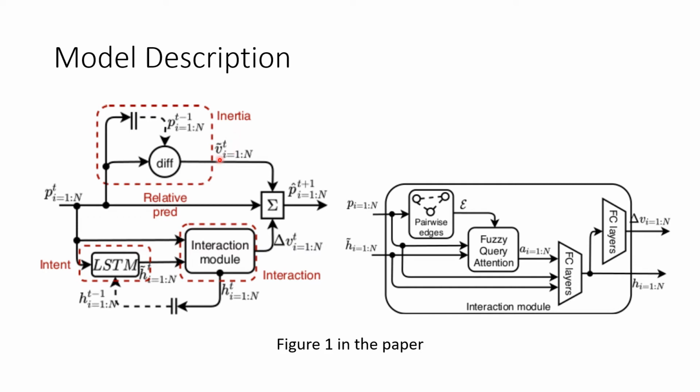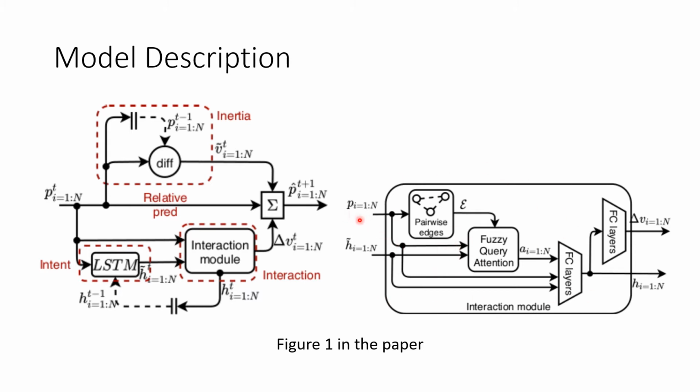For the inertia, it is the difference between the successive positions, so p of t minus p of t minus 1 for each agent, which generates the constant velocity for each object or each agent. Then the position also is fed to the intent, which is captured using an LSTM module. The LSTM module hidden state is fed to the interaction module, which then calculates the velocity change. So let's check the interaction module, which is explained here.